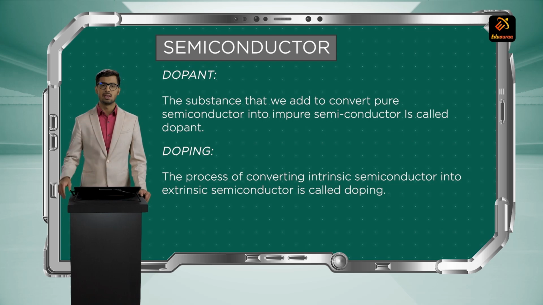As we can see, all the conductors have 1, 2 or 3 electrons in their outermost orbit, and all semiconductors have 4 electrons in the outermost orbit. Example: carbon, silicon, germanium. Now let's start with the question.